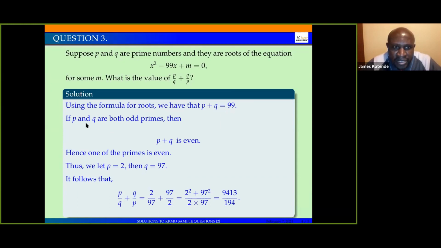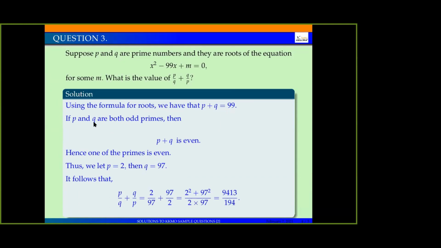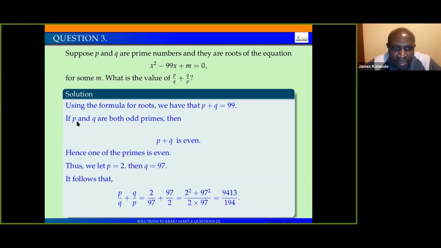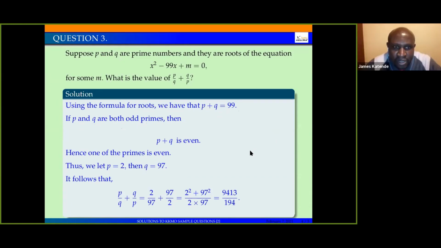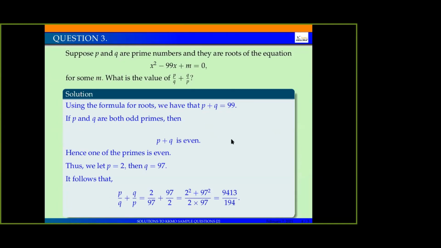Now we know that P and Q must be prime numbers. And if they are both odd prime numbers, then it's not possible for their sum to be equal to 99, because the sum of two odd numbers will always be even. So that means that one of the primes must be even. Now the only even prime that we know is 2. So we fix one of them to be equal to 2.